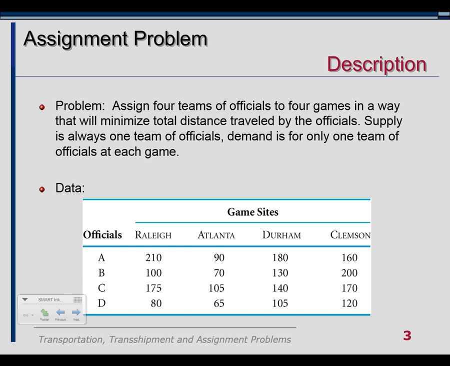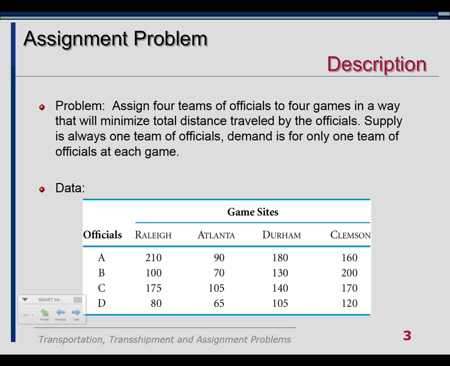We want to assign 4 teams of officials to 4 games in a way that will minimize the total distance traveled by the officials. Supply is always 1 team of officials. Demand is for only 1 team of officials at each game. So we have 4 teams, A, B, C, and D. They need to be assigned to, I guess this would be NC State, Georgia Tech, Duke, and Clemson. So the teams of officials, if they go to Raleigh, it's 210 miles. To Atlanta, it's 90. To Durham, 180. To Clemson, it's 160.